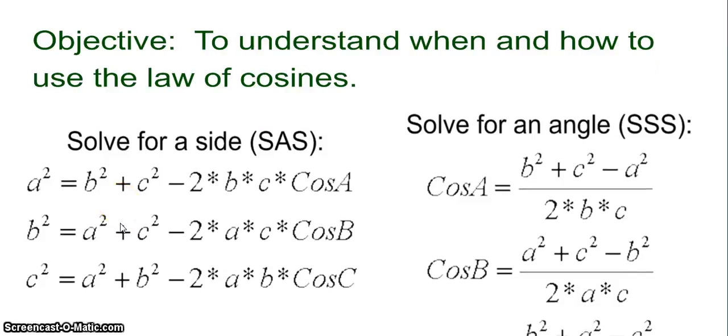Anyway, so here it is, just rearranged in different ways. So if I want to solve for a side, then I can think of it as a squared equals b squared plus c squared minus 2bc cosine a. If I take this equation and I just algebraically rearrange it to solve for cosine a, I get this. Same thing here for b, cosine b, c, cosine c.